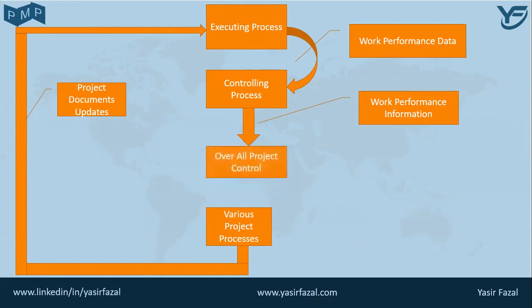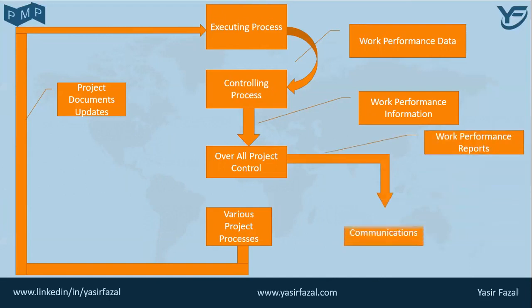That work performance information goes to overall project control. It could be your PMO. That overall project control board analyzes that information, dissects that information, and generates work performance reports. These work performance reports are required to be communicated. So using the various project communication methodologies, that information is provided to the team members and stakeholders that are related to the project.